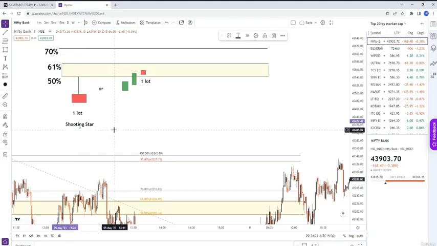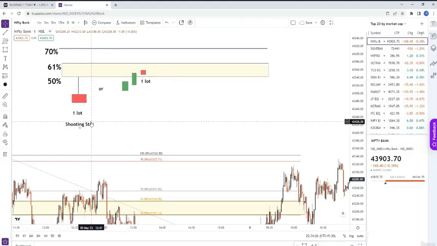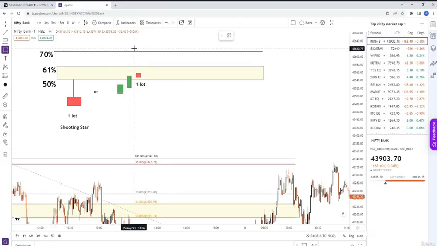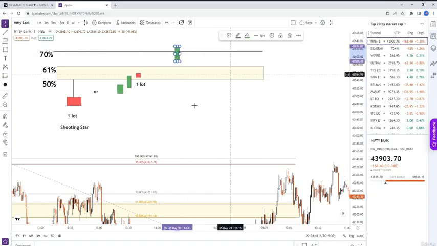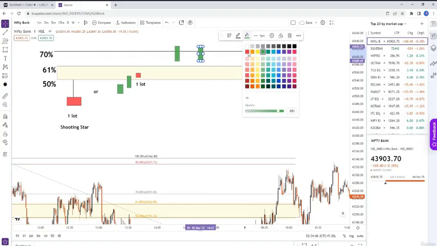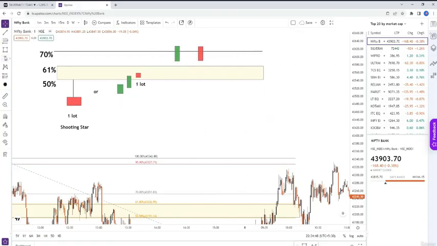So with a shooting star, one lot will go here. If it doesn't make a shooting star, any other candlestick, I don't care. Only the shooting star is the exception. And inside the first candle, if it makes one, I will enter one lot. And remaining here, whether it's bullish or bearish, I don't care. One lot will be here.